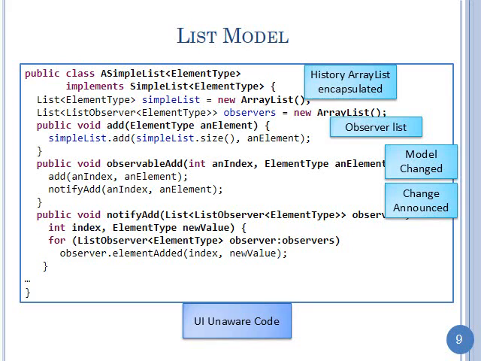So the interesting thing here is that the model is unaware of the UI. The model doesn't know it's being displayed in a console interface or in a GUI or some other interface. It knows there are observers that want to know about elements being added, but doesn't know the details of these observers. Okay, so we want in software engineering to make components that are as unaware of the details of other components as possible. And here the model is unaware of them.